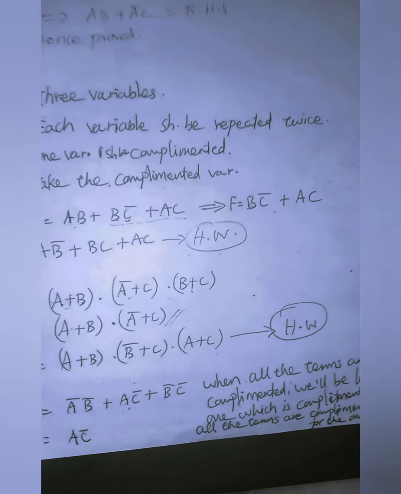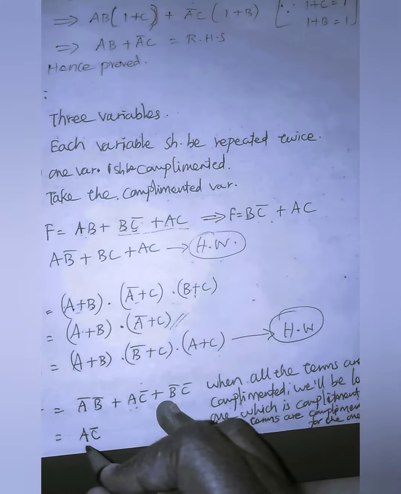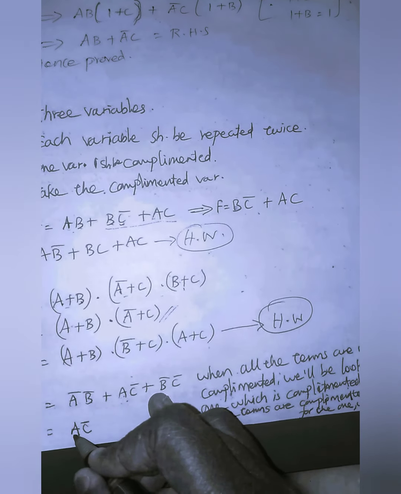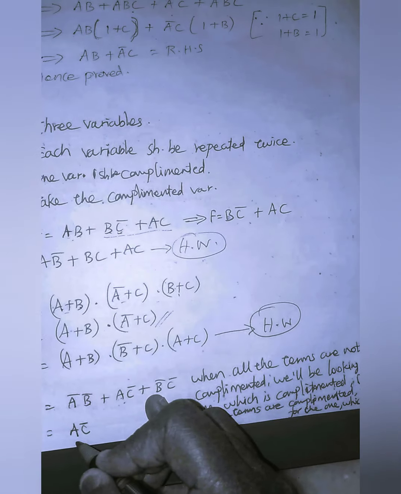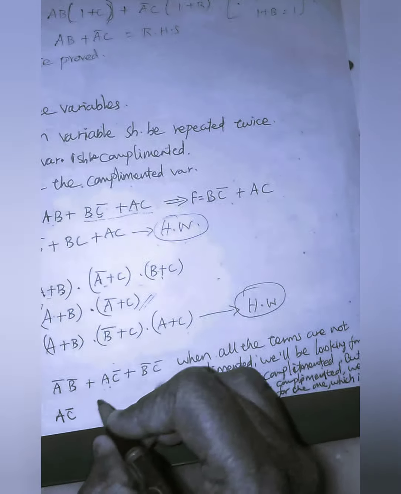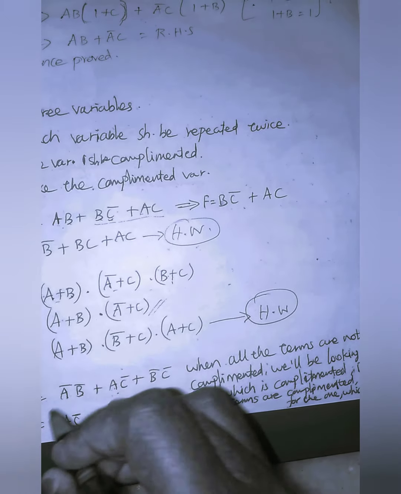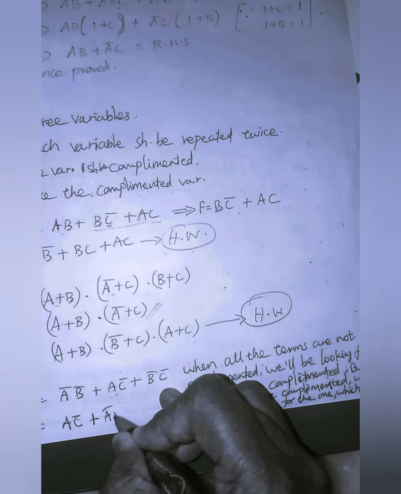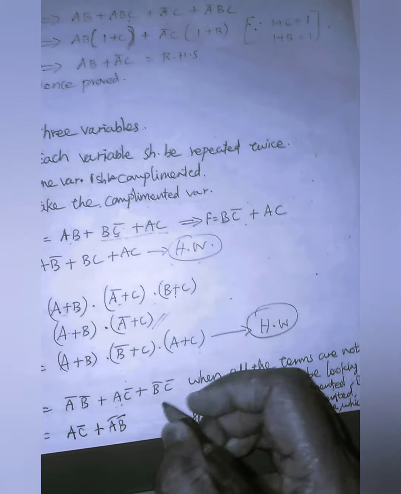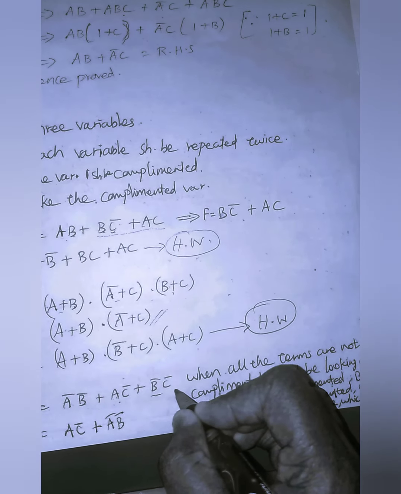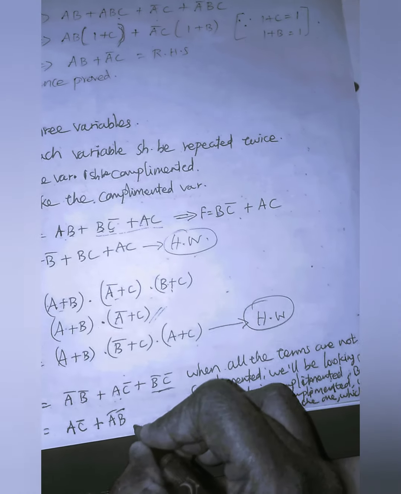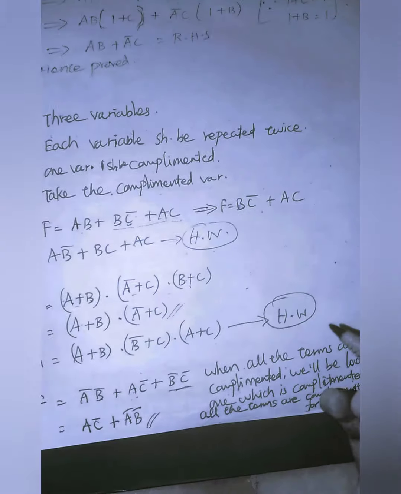Now you have chosen this A, which is not complemented. So what is the pair of this A, the A complement? Where A complement is present, this term A bar B bar. And you can ignore this term as the variable A is not present here. So this is your final function.